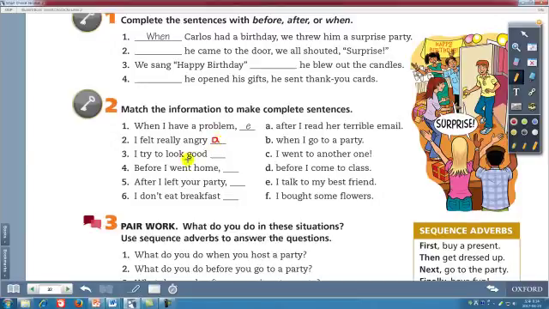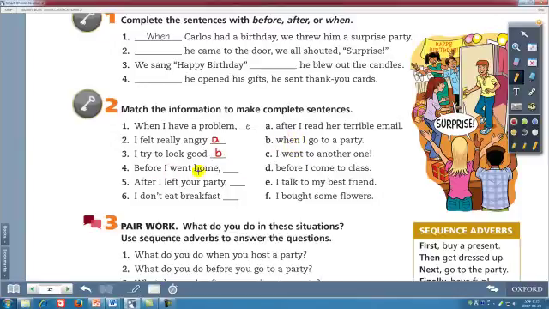Okay. Number 3, I try to look good. Here we don't have a comma. So what would we use? When I go to a party or before I come to class? Well, I guess some people try to look good before they come to class. I usually did it when I was a student, but I would say B probably fits best there because it is definitely an adverbial phrase that comes next, and we have an adverb here.